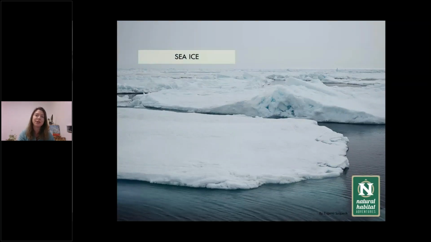So sea ice is our frozen salt water, not fresh water. And because of the salt in the water, it actually changes the freezing temperature. So rather than our normal freezing temperature of water, 0 Celsius, we have a freezing temperature of negative 1.8 degrees Celsius, which is about 28.7 degrees Fahrenheit. So it's a little bit below our normal freezing temperature.